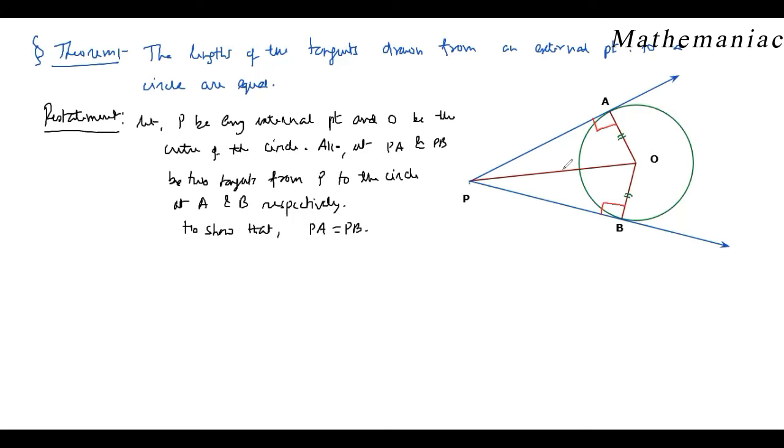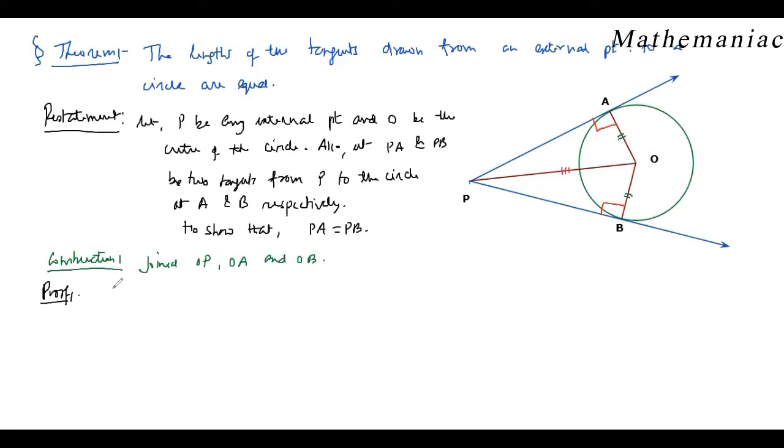And readily one more part you can find as common. This OP is the common side. Actually, your proof is already very clear. Right? So you have to only show the congruency of these two triangles, PAO and PBO. Then CPCT will give me this. But before that, you write the construction. We need the construction set. Construction is what? Join OP, OA, and OB. This is what we have joined, nothing else. We simply joined.